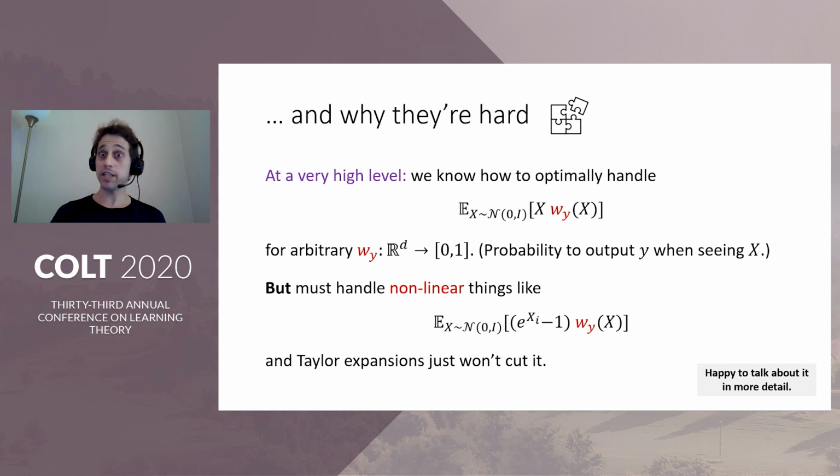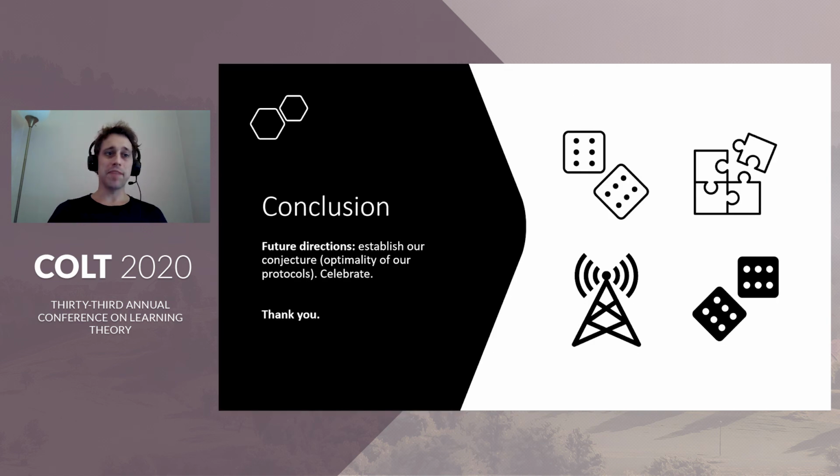And which brings us to the conclusion. As a future direction, an obvious one would be to establish our conjecture, establish that the bounds we establish as upper bounds are actually tight. Then I think that's doing that and then celebrate.